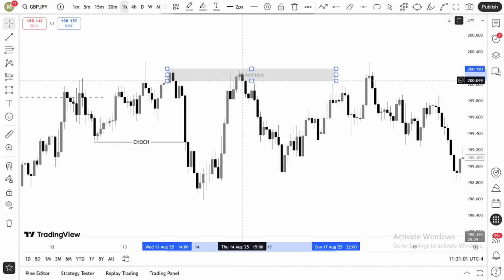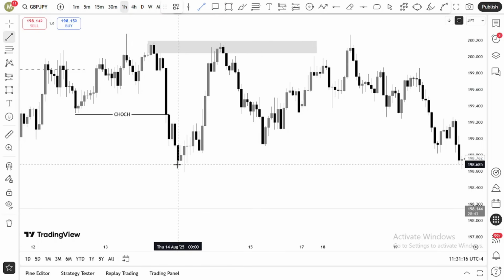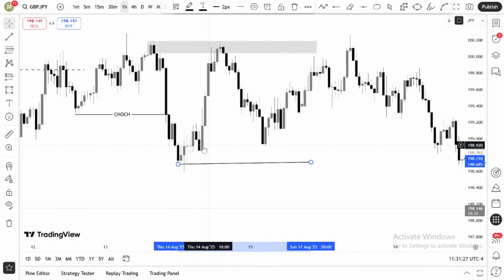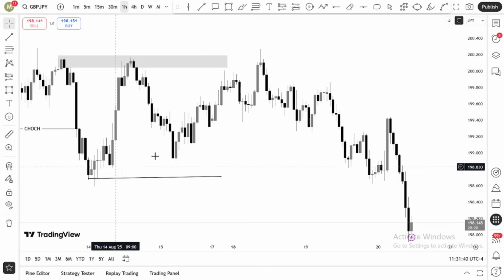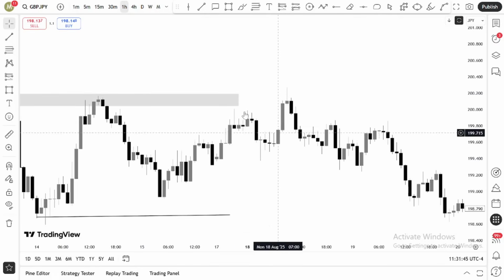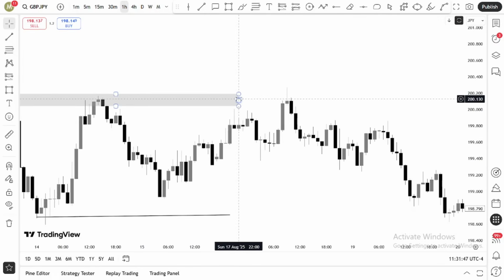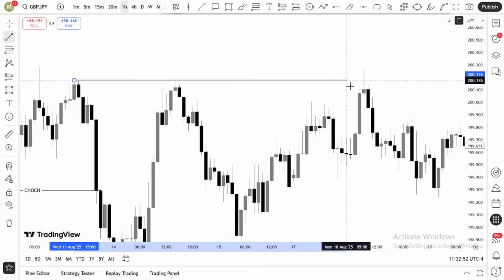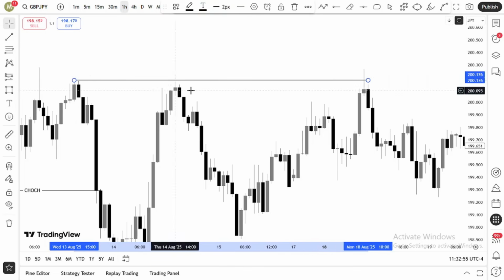Price came back to this order block, respected this order block. Pay attention to what happened here. Price did not give us another break. Price just respected this order block, then started pushing back to the upside, giving us kind of equal low here. After that, price came all the way up to this zone. Price came back up and took out liquidity here. Price left equal high here, came back and took out liquidity here.